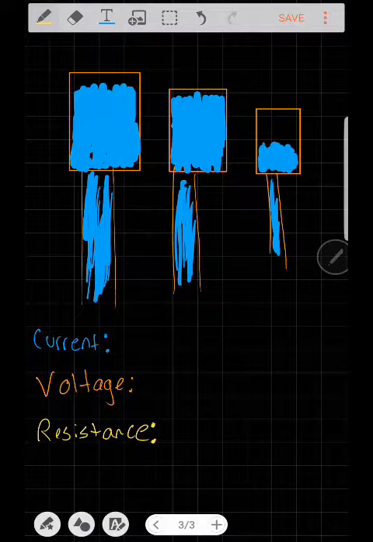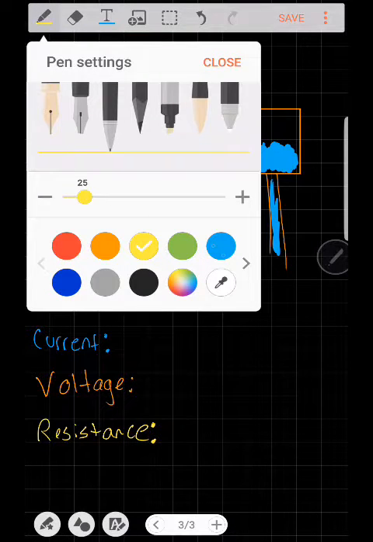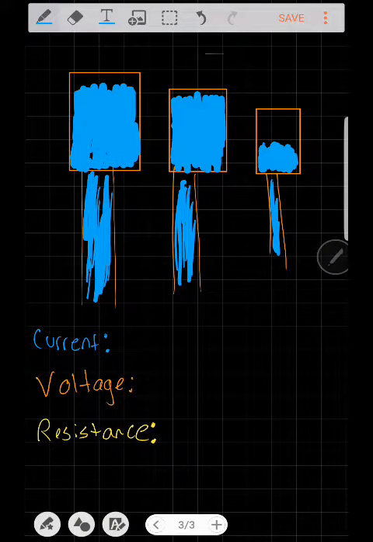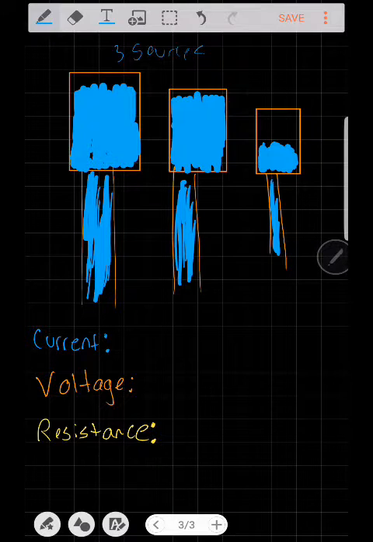Electricity is a really easy one to describe using plumbing. Here on the screen in front of you, I have three sets of tubing, three sources and three pipes. This is a large one, a big one here, a medium here, and a small there. So this is what we have.